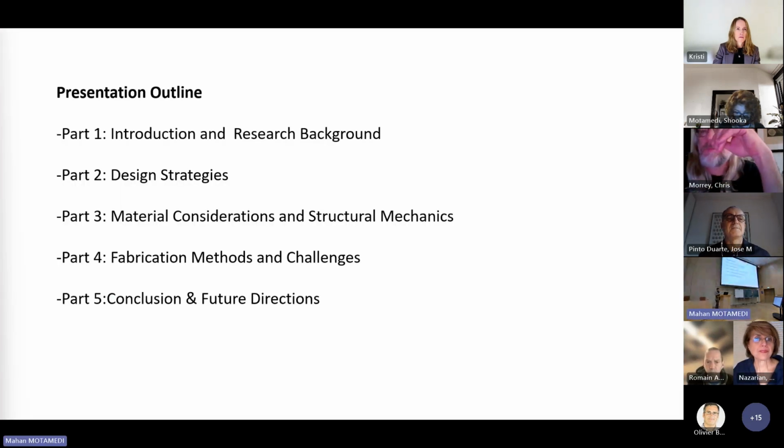The structure of this presentation today is divided into 5 sections. The first part is about introduction and research background. The second part is about design strategies. The third part is about material considerations. And fourth, about fabrication methods. And last is conclusion and future goals.